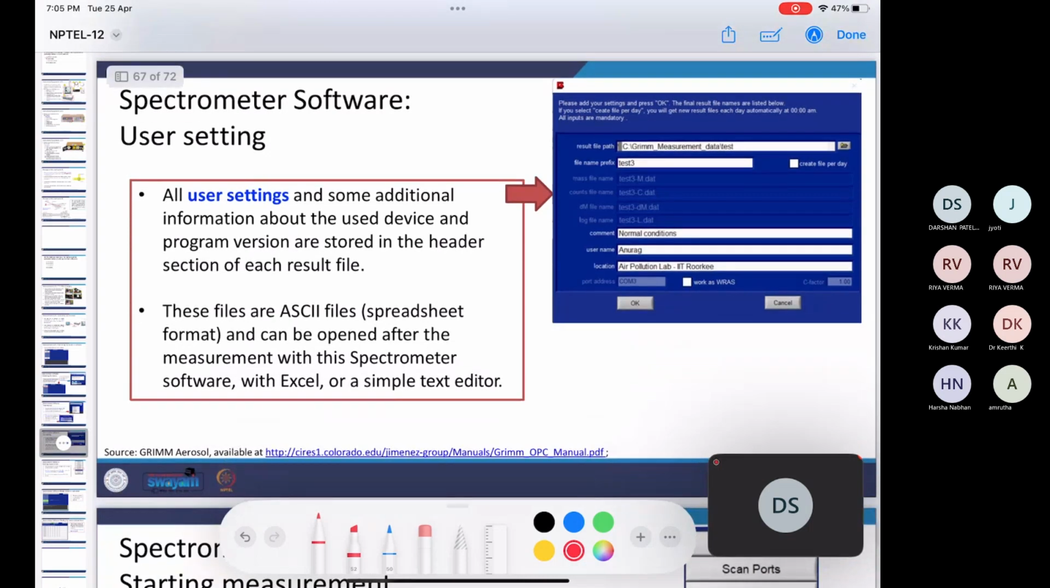So all user settings and some additional information about the used device and program versions are stored in the header section of each result file. And these files are ASCII files in spreadsheet format and can be opened after the measurement with Excel or a simple text editor.